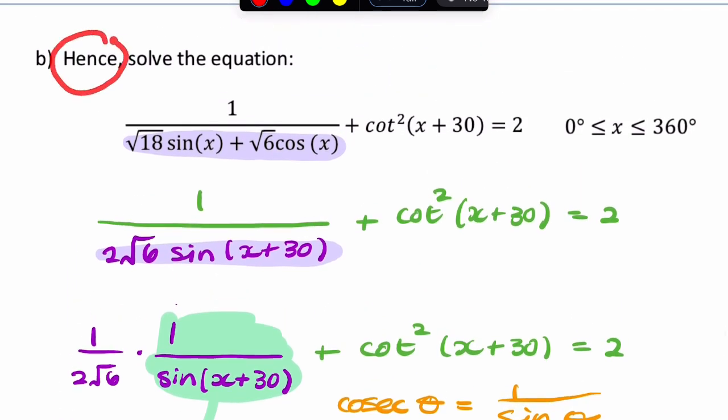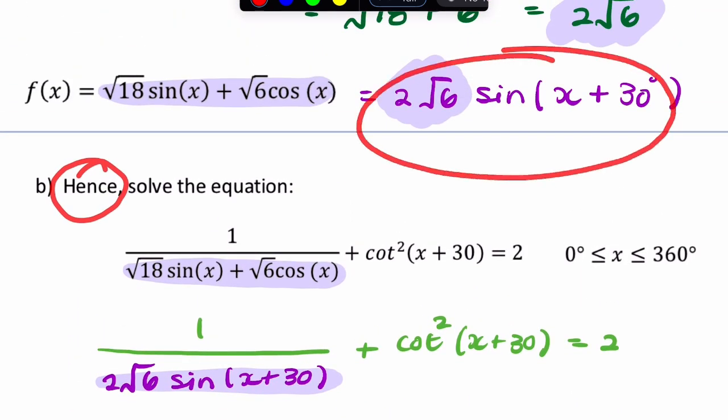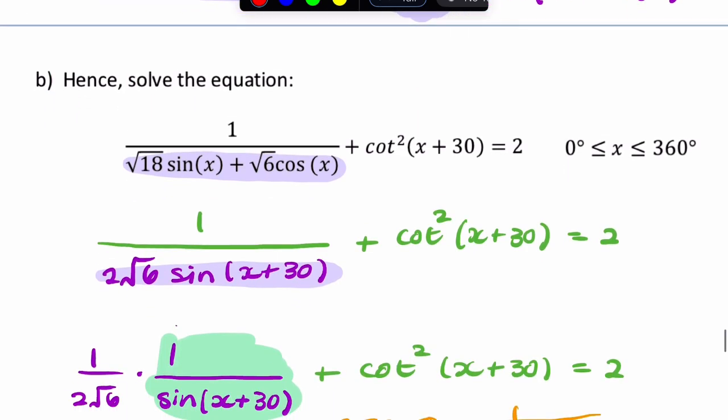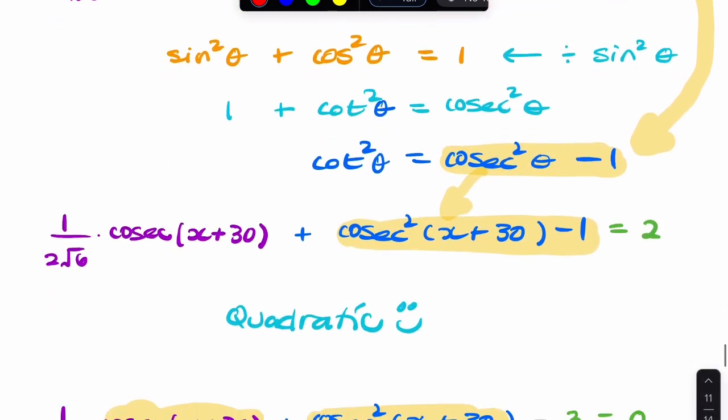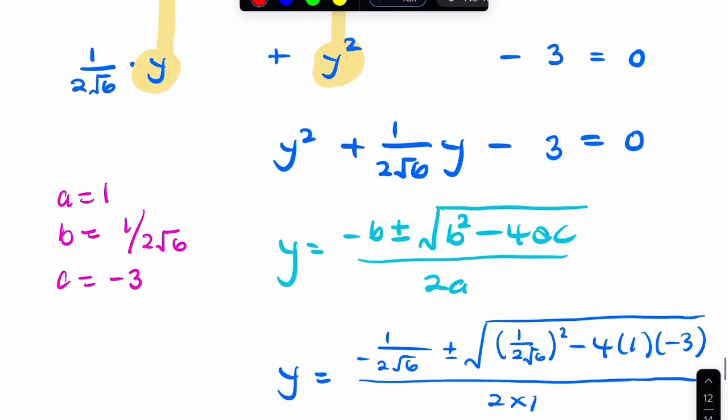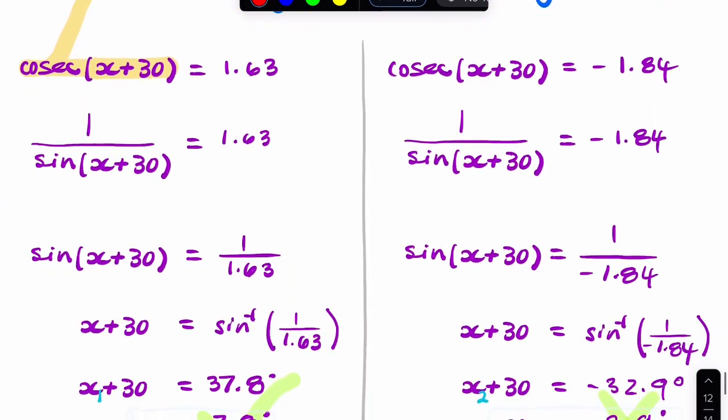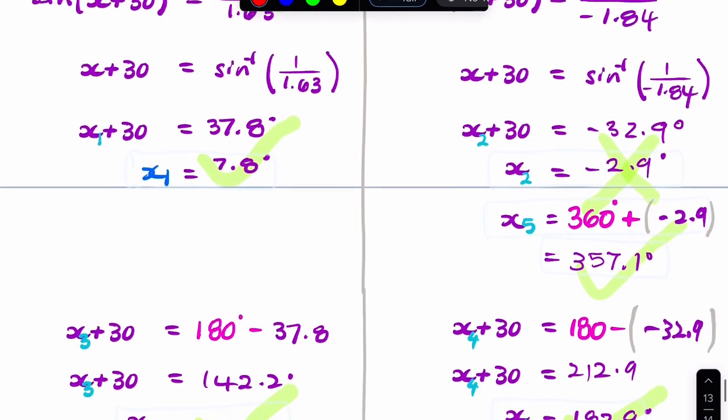So when they say hence, it means use what you've just found. And we also had to use another identity here. And there was a quadratic. So there's quite a lot of work in this question. I hope you found that helpful.